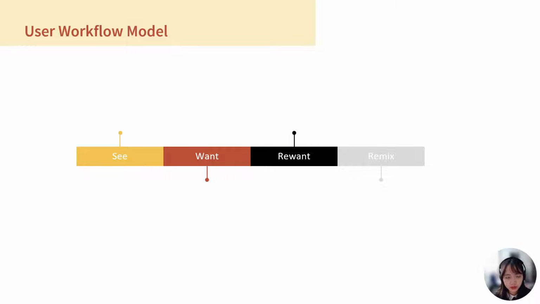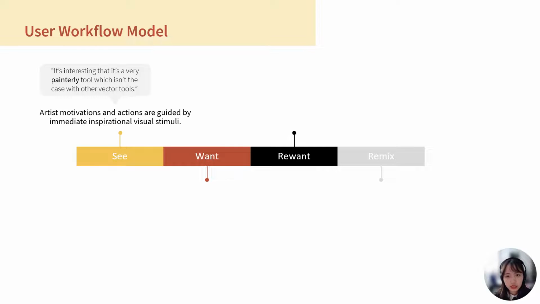We further summarize our observations of how participants interacted with the filters into a model for user workflow. This model is divided into 4 stages, which we described as see, want, rewant, and remix. So first, we found that users were motivated to explore and use the system by seeing immediately inspirational examples. And most of this inspiration was cited to come from painterly animated effects of the filters.